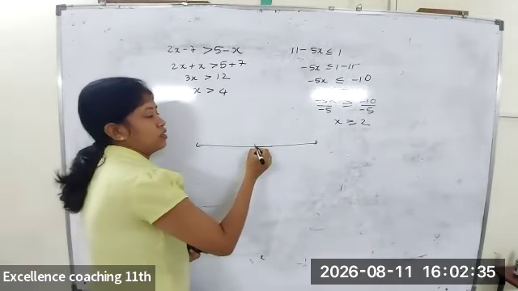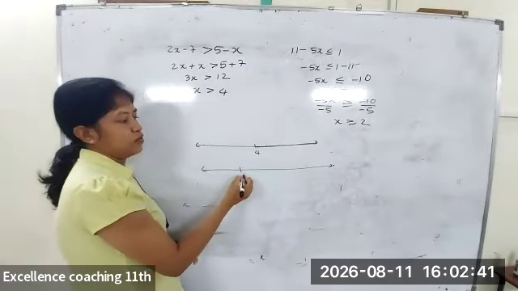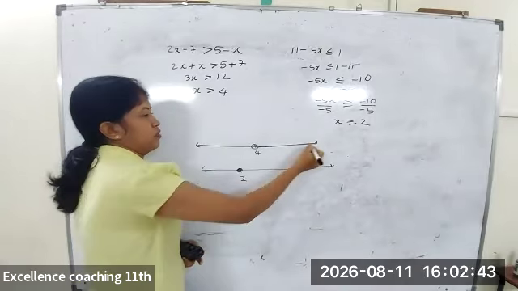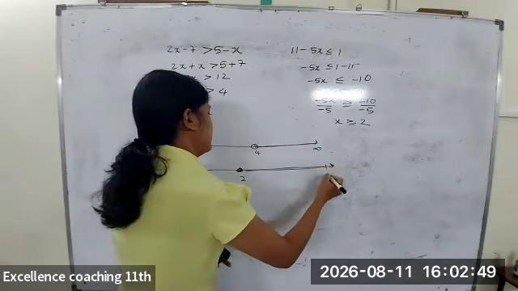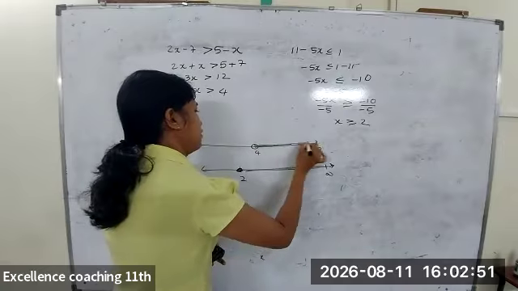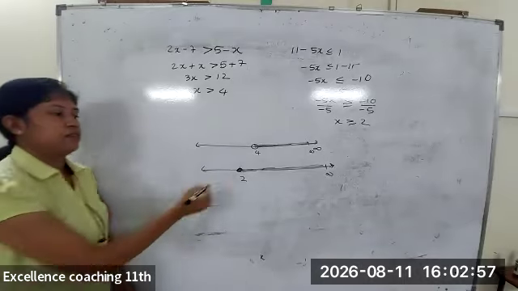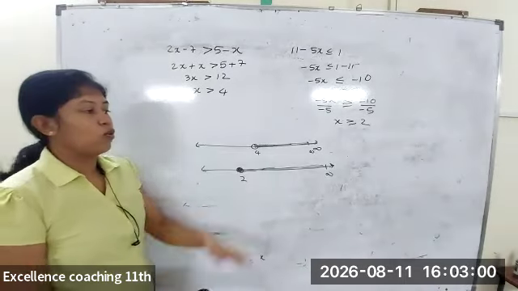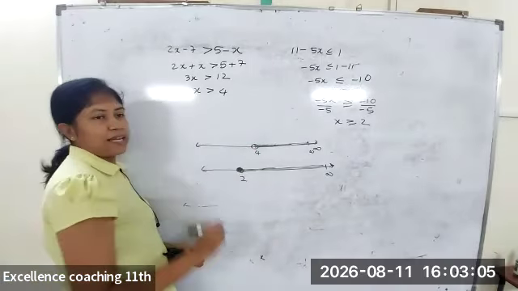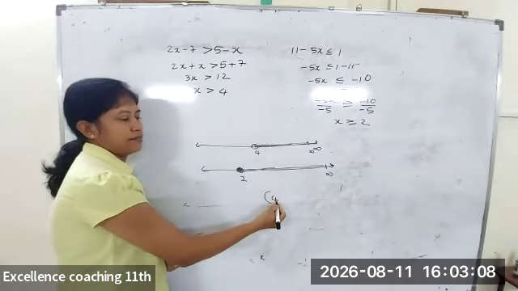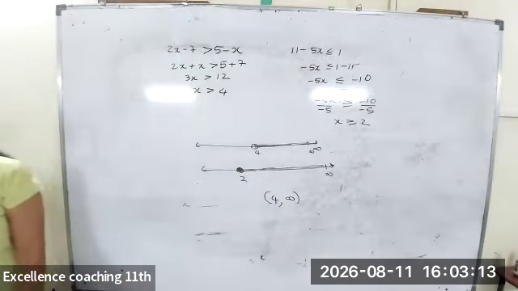Greater than 4. So it will be this side. You can check like this also. Greater than or equal to 2. Now this overlaps this. So where will the answer start from? 4, correct? So 4 has which bracket? Round bracket. Till infinity. So this will be the answer.